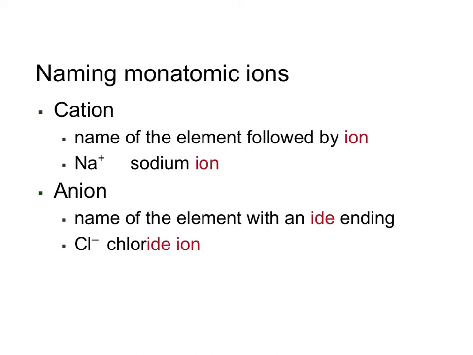Anions, we actually change the name slightly. We take the end off the name and replace it with -ide. So Cl- will be referred to as the chloride ion. We know that the chloride ion will have a 1- charge because it is a halogen in group 7, and all of the group 7 atoms will form -1 charged ions.